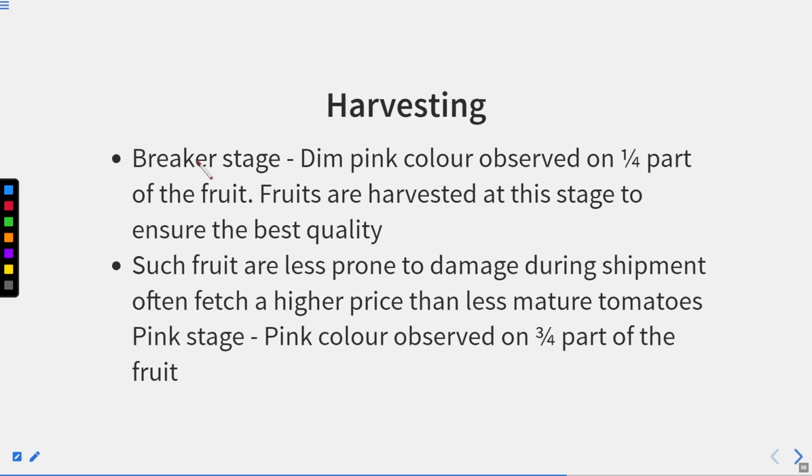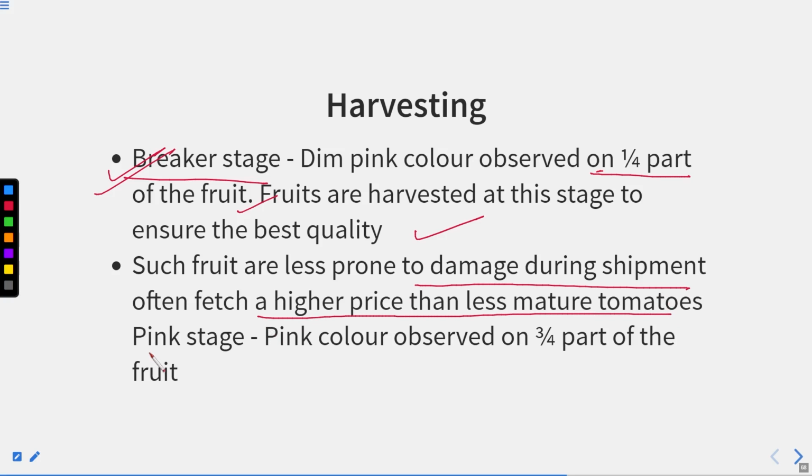Now, breaker stage. The second stage is the breaker stage. A dim pink color is observed on one quarter of the fruit, and fruits harvested at this stage ensure the best quality. So this can be asked in the examination: the breaker stage of the tomato is the best for harvesting. Such fruits are less prone to damage during shipment and often fetch a higher price than less mature tomatoes.